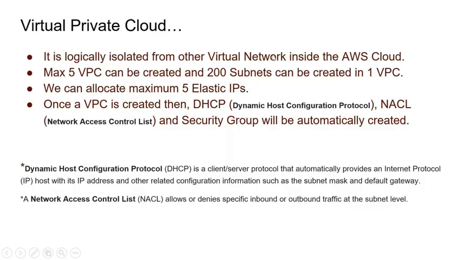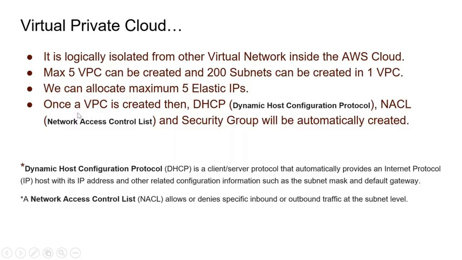Actually, 200 subnets are not required. Depending on the product architecture, the architecture will inform us how many subnets are to be created, and based on that requirement only we create. Mostly we won't create more than 5 to 8 subnets, but it is capable of creating 200 subnets. We can allocate a maximum of 5 elastic IPs.